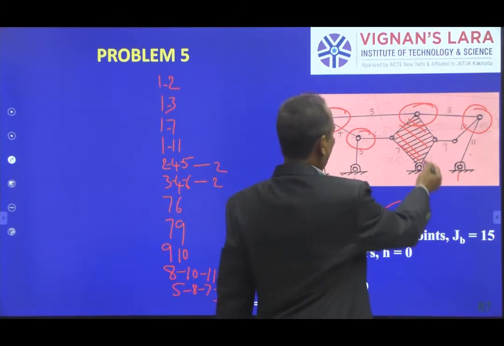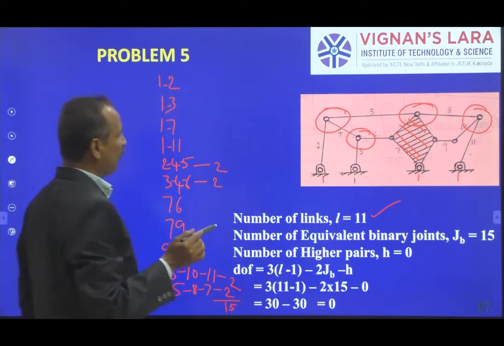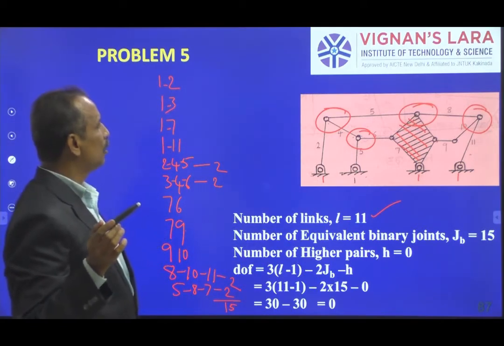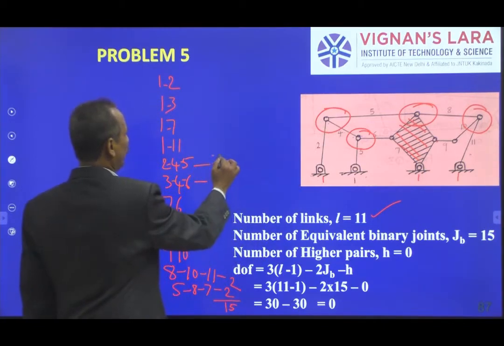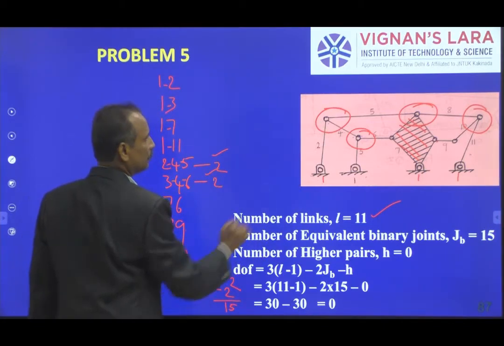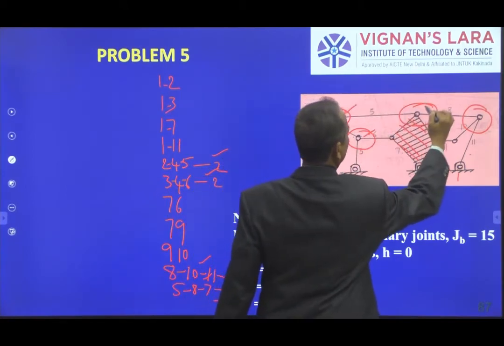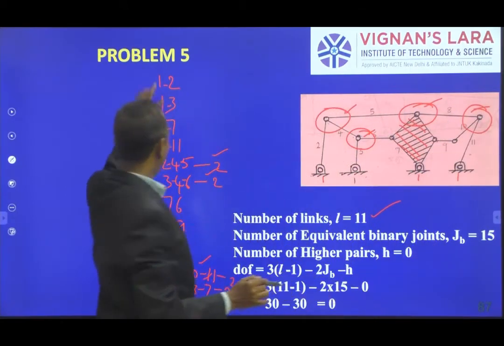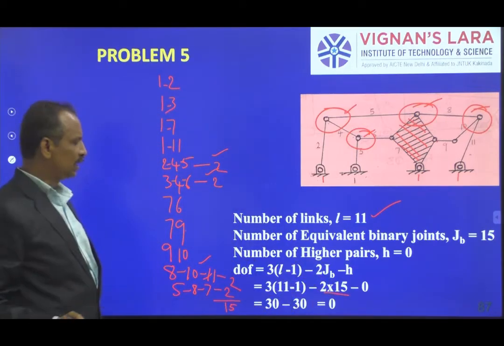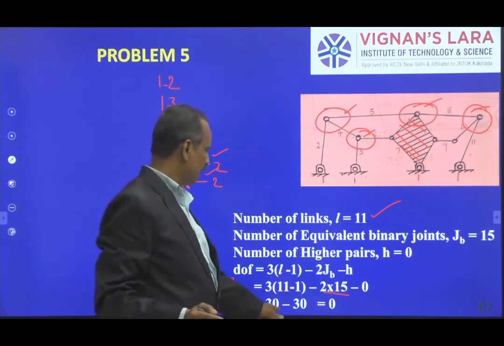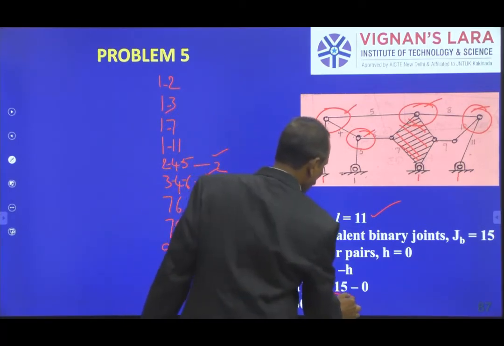Wherever I have marked a circle, there the number of pairs is 2, that is a ternary joint, which is equal to 2 binary joints. This is 1, this is the second, this is the third, this is the fourth. Then all remaining are binary. So 2 into 15, 3 into 10, 30, 2 into 15, 30, 30 minus 30, which gives 0.